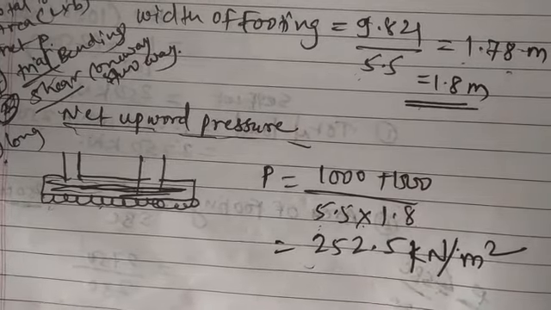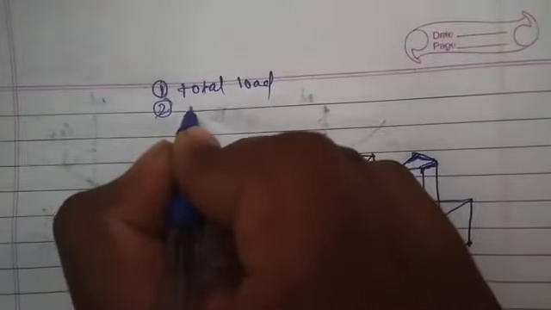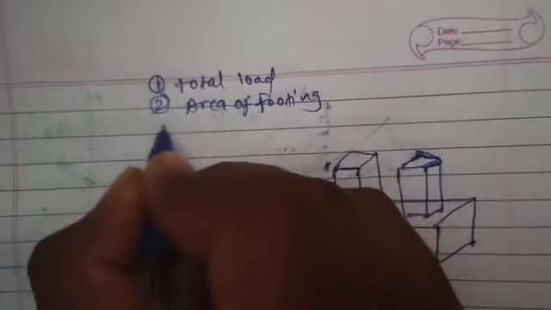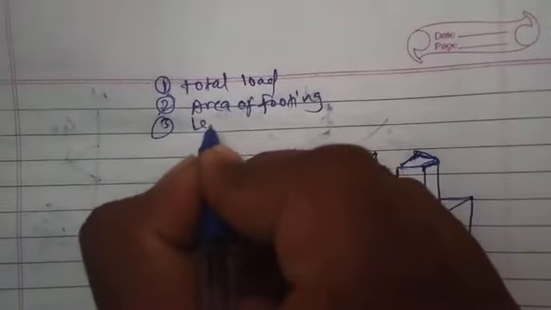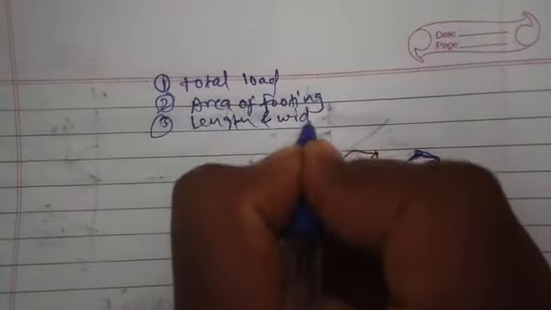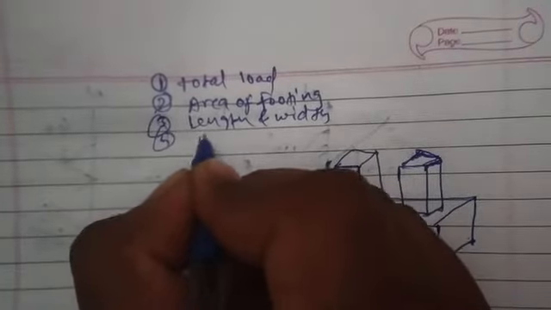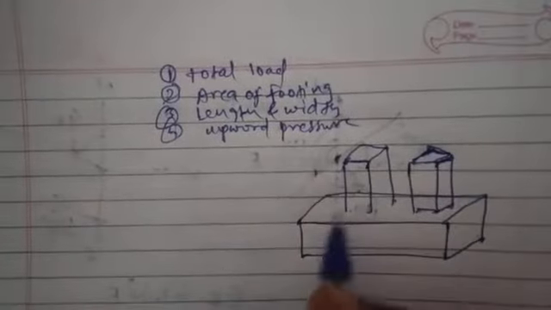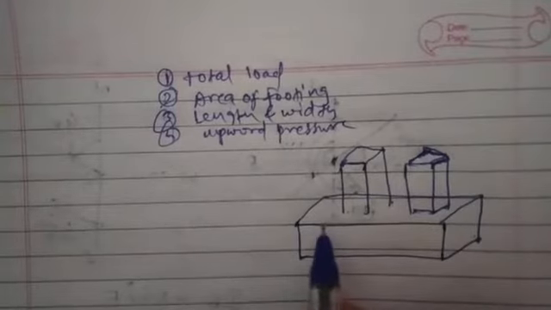Now today we'll move towards the next part. So as per discussion, as per calculation in the last video, we have calculated the total load till now. After that we have calculated the area of footing. Then we have moved towards the calculation of length and width of footing, and we have also calculated the upward pressure, net upward pressure or soil reaction. Okay, so this thing we have calculated till now.